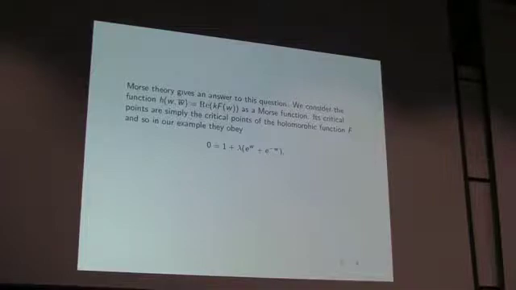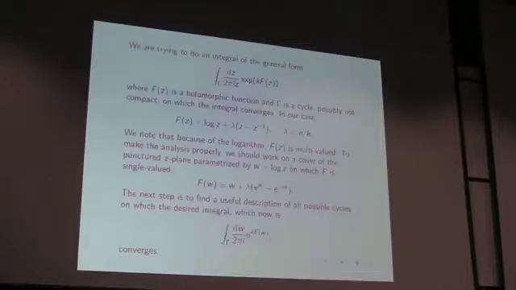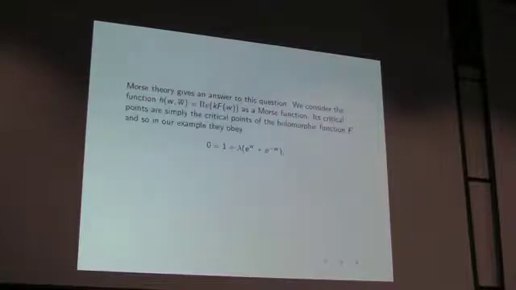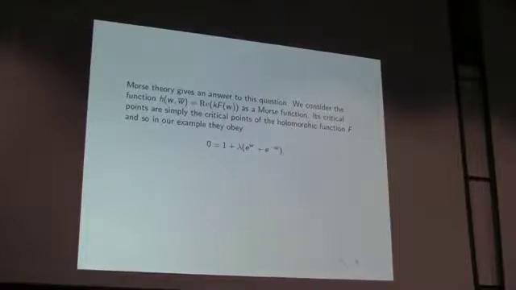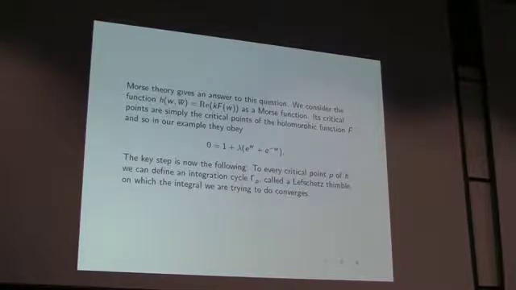The critical points of h are simply the critical points of the holomorphic function f. So remember, a critical point is a point where the derivative vanishes. For our particular f, the derivative of f is this big expression, and it vanishes when that equation is satisfied. Those are also the critical points of h. The key step is now the following. To every critical point p of h, we define an integration cycle that I'll call gamma p, which is called a Lefschetz thimble, on which the integral we're trying to do converges.